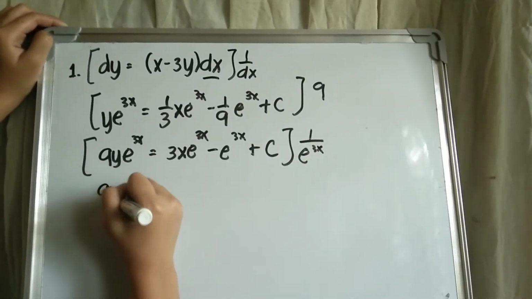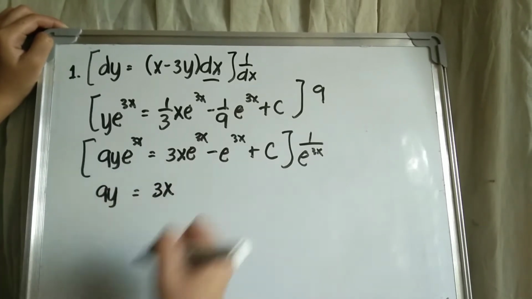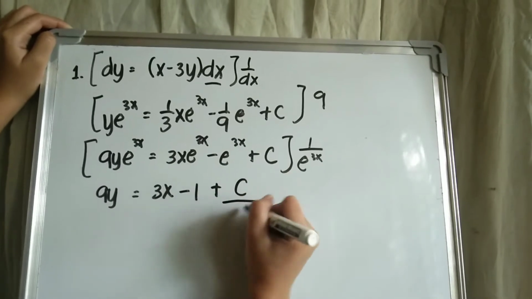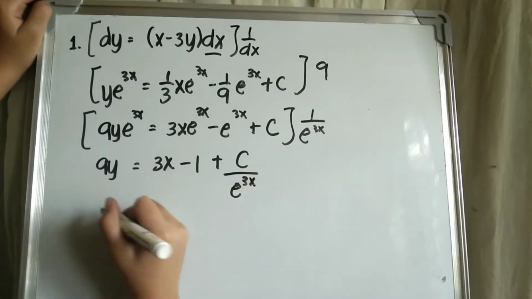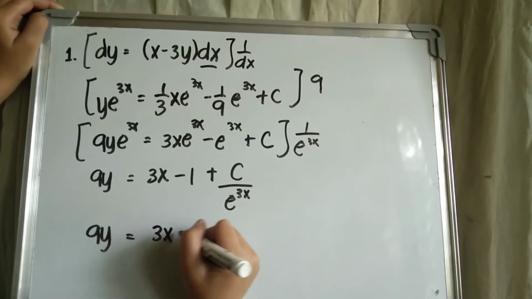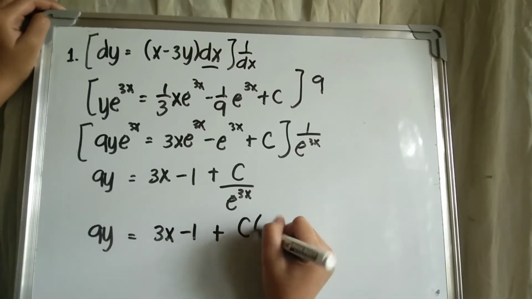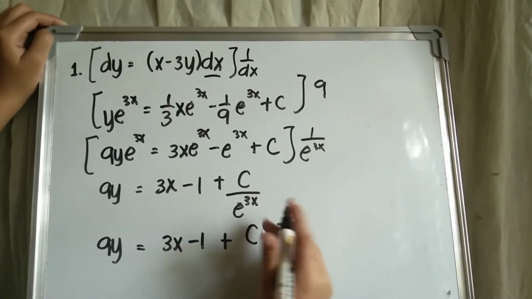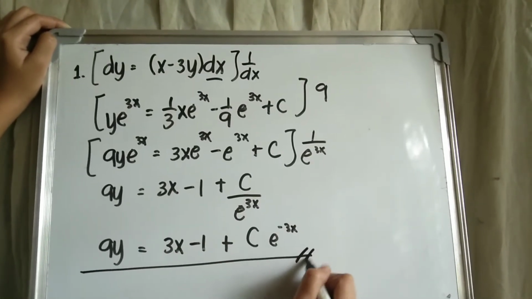This will become 9y is equal to 3x minus 1 plus c over e raised to the power of 3x. So this can be rewritten as 9y is equal to 3x minus 1 plus c times e raised to the power of negative 3x. So this is now our final answer.